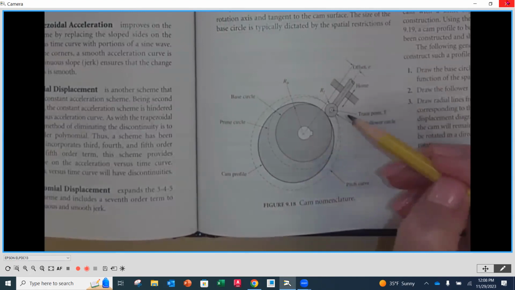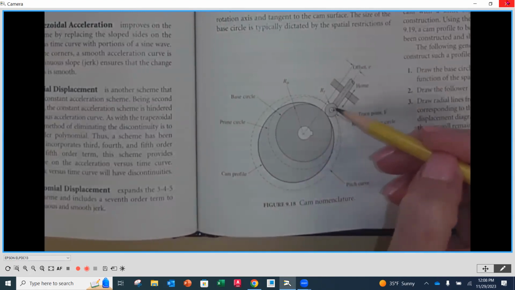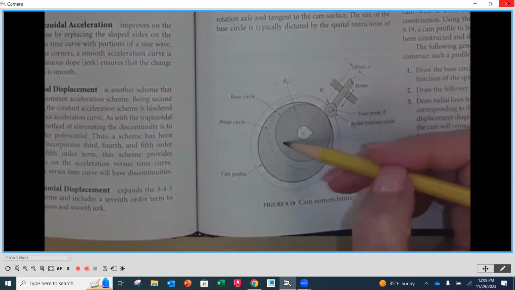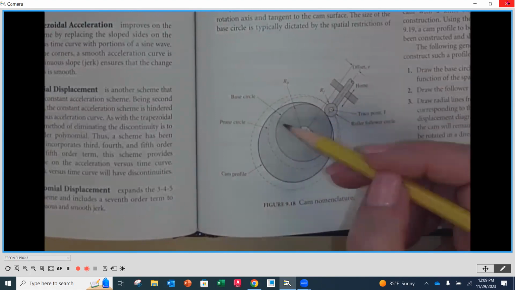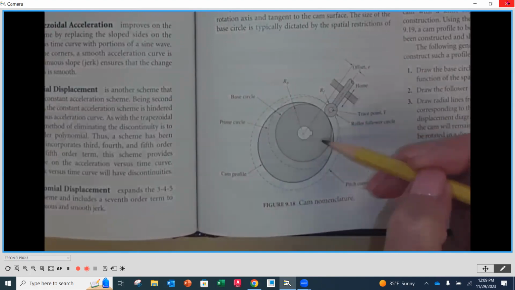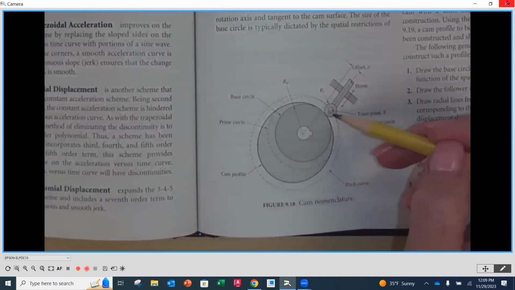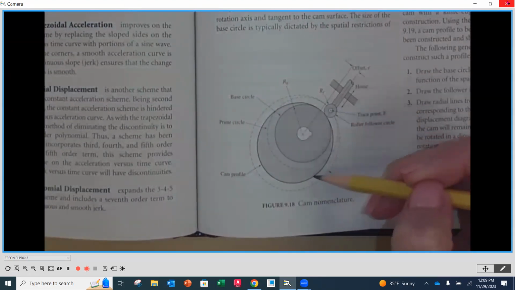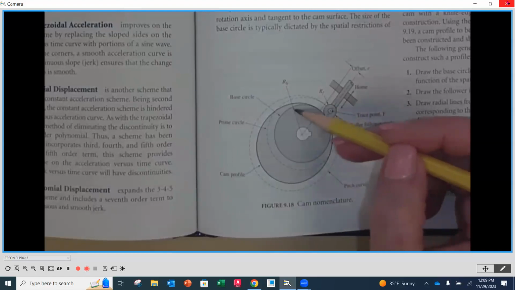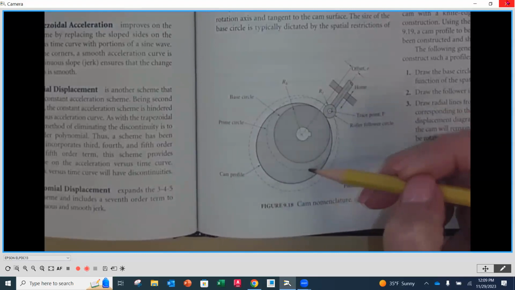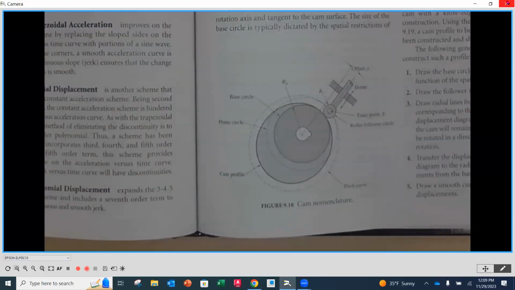Okay. Now, as we had stated last time, this follower has to remain in constant contact with the surface of the cam. And as this rotates around, you'll notice that it's not a constant diameter. If it was a constant diameter, it would remain in the very same place. It wouldn't move in and out at all. But because there is a difference here, as we rotate, this is actually going to go up and down as it is in contact and as this rotates in either a clockwise or counterclockwise direction.